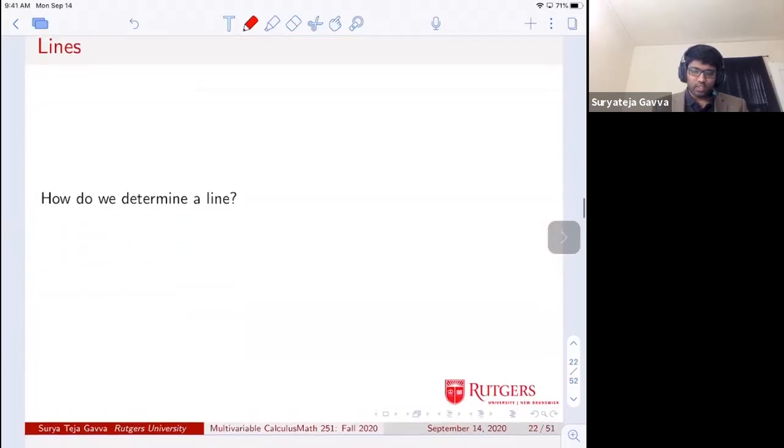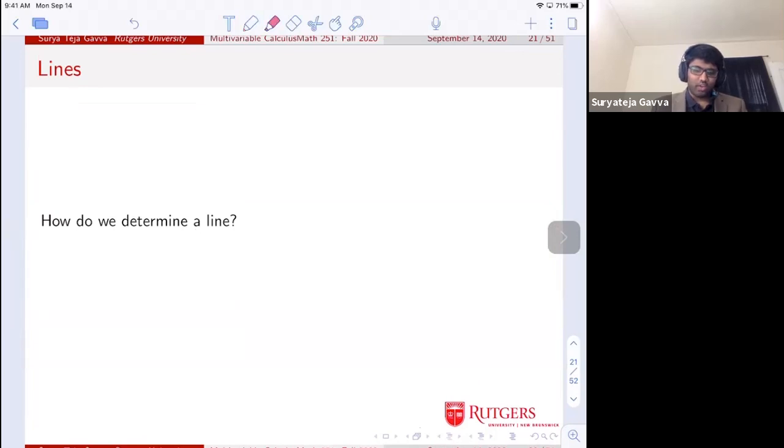So again, the basic question is, how do you determine a line? If I want to determine a line in space, what information do I need to know to determine a line completely? Okay, slope. So what do you mean by slope?